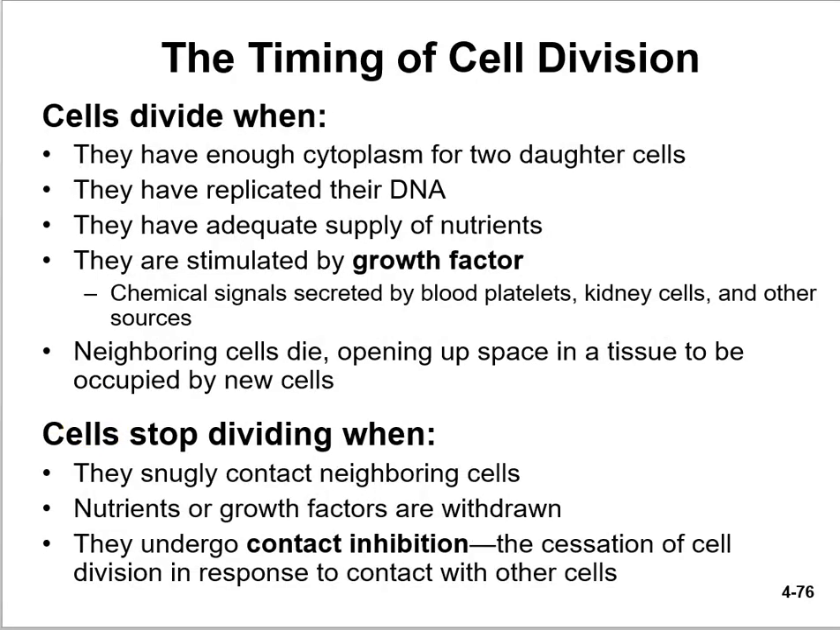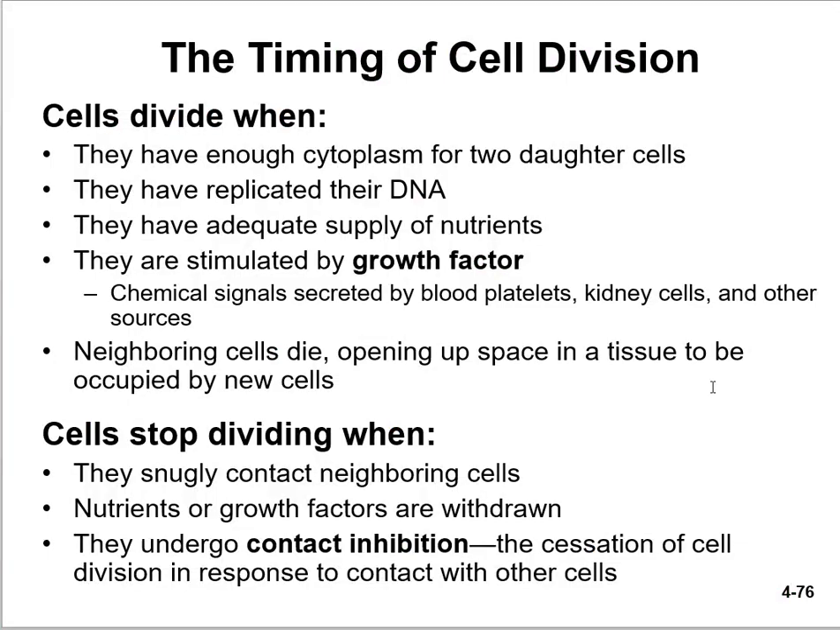Cells will only divide when they've got enough cytoplasm for two daughter cells, when they've replicated their DNA, when they have adequate supply of nutrients, and they're stimulated by a growth factor, a chemical signal. The neighboring cells might die or open up or leave space in a tissue, and that might also signal for a cell to divide as well.